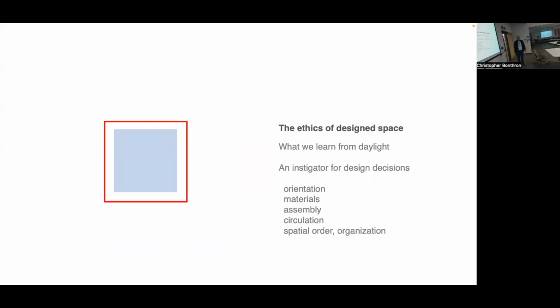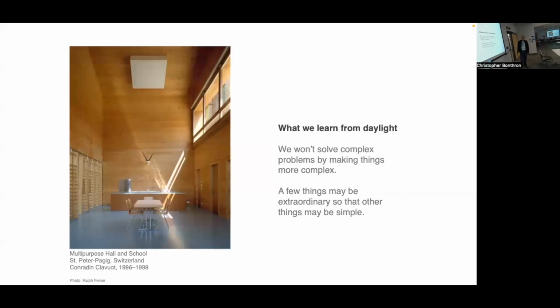I think about circulation, how people move through a building. Do they move in light? Do they move in darkness? I think about spatial order and organization and daylight. Thinking about daylight is an invaluable aid in making these kinds of decisions. So a couple of examples again. This school, this is not a very complicated building.